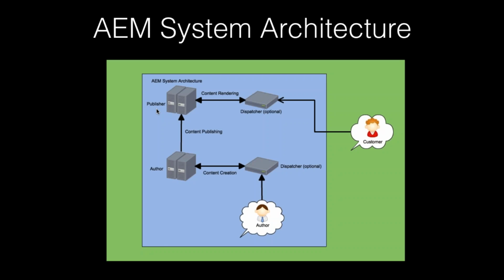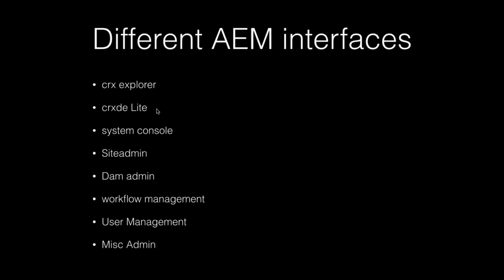The thing is, people might use multiple publishers, multiple dispatchers, multiple authors. So it's just that the numbers might increase, but the structure will not change. The structure will remain the same. An author will always write the content into the author, and then the content will be published into the publishing instance. And then there will be a dispatcher where it will cache all the content based on the end user access. So that's a typical system architecture.